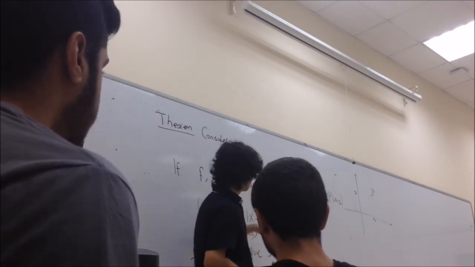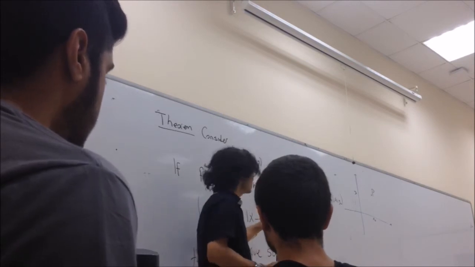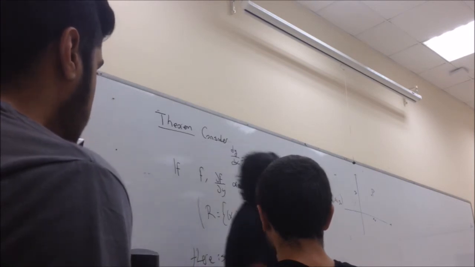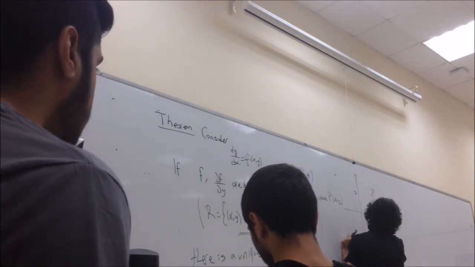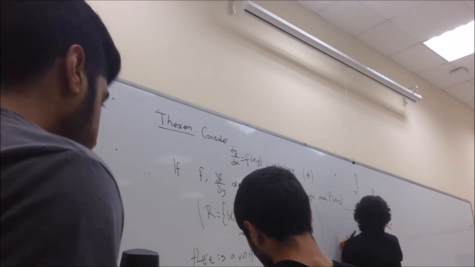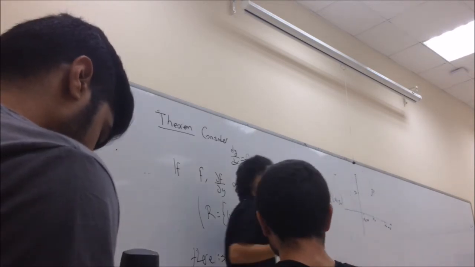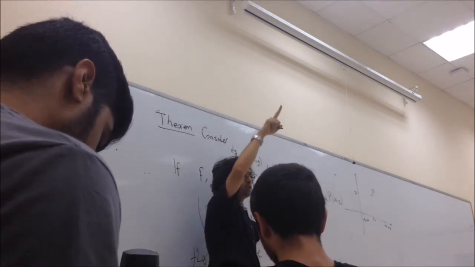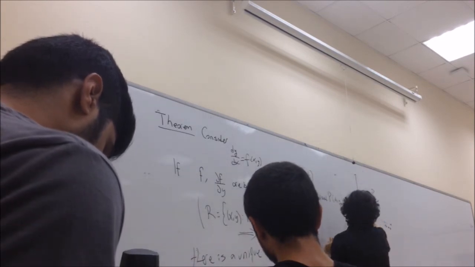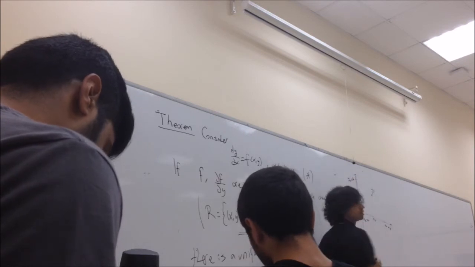Now, what does it mean? If the absolute value of x minus x0 is less than a, this means that x is between x0 plus a and x0 minus a. So it's like this. This is x0, this is x0 plus a, this is x0 minus a. Similarly, this means that y is between y0 plus b and y0 minus b. Here is y0 minus b, this is y0 plus b.